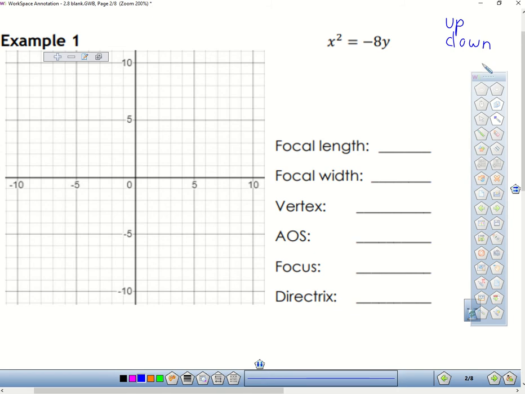Now we have to determine if we're going to open up or down. So how you do that is you take whatever the coefficient is and you set that equal to 4p. Yes, it is always 4p that you set it equal to. So whatever that coefficient on the outside is, you're going to set that equal to 4p. And now you're just going to solve for p.